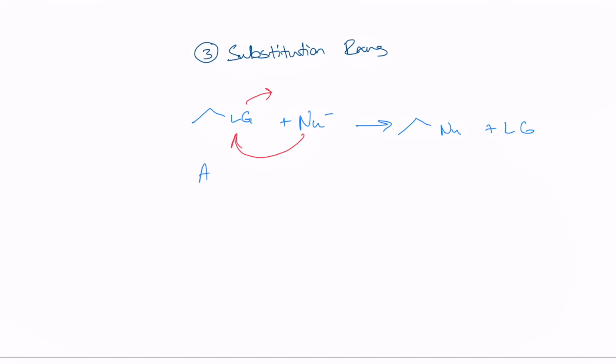So in terms of just A and B, you have A plus B to give you a completely new product, C, and then your leaving group, D. So this is just the overall mechanism of a substitution reaction. Of course, there are two types, and we're going to get into that. But the overall reaction, you have A plus B to give you C and D.